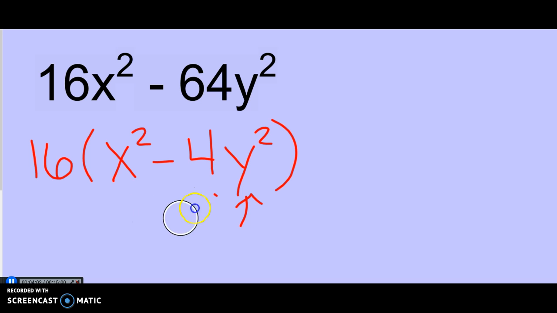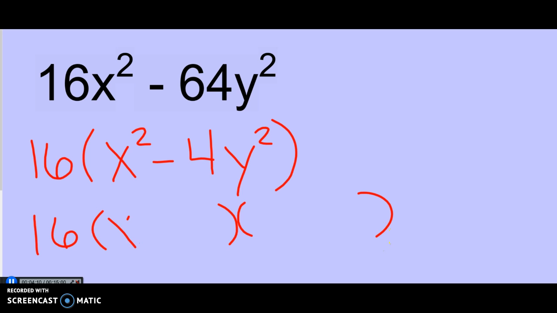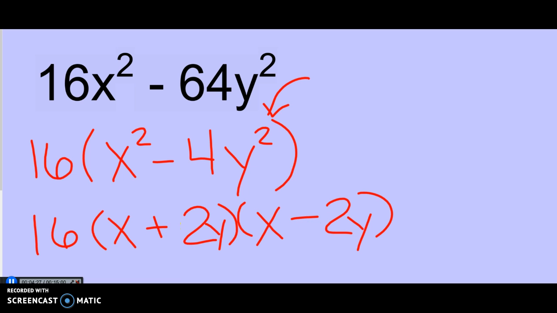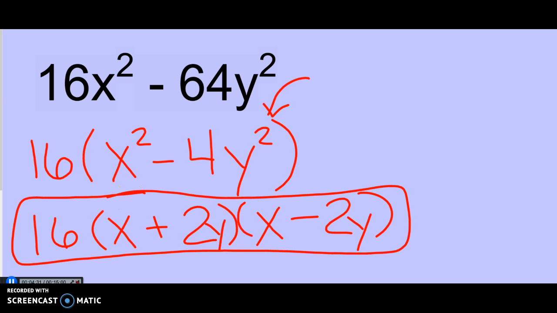So hold on, let me erase this here. All right, so bring down your 16. You're just going to write out x and an x. Then you take the square root of 4, which is 2. Put 2's in there. And don't forget your y. The square root of y squared is y. And then you do a plus and a minus, or a minus and a plus. It doesn't matter. And there you go. It's factored completely.